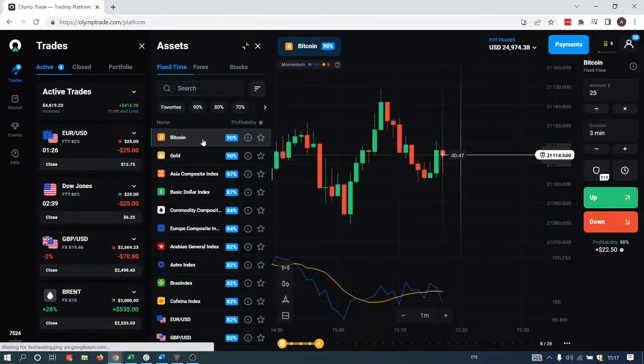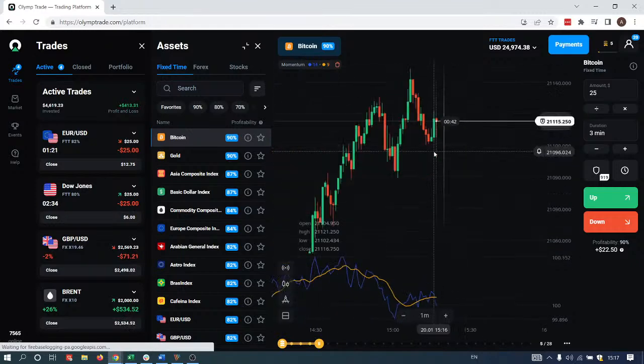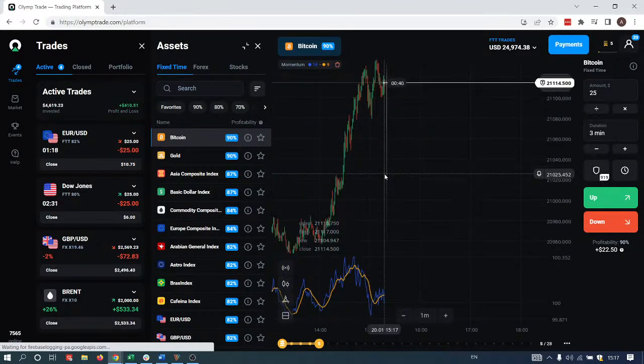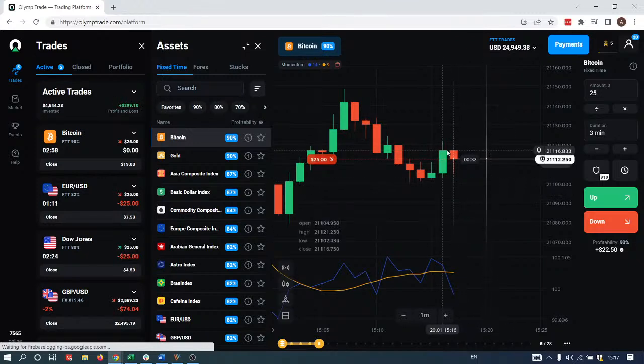All right, so let's go back to Bitcoin, which is kind of growing, but it is also signaling that it's about to reverse. So let's follow this signal and let's see where it takes us.